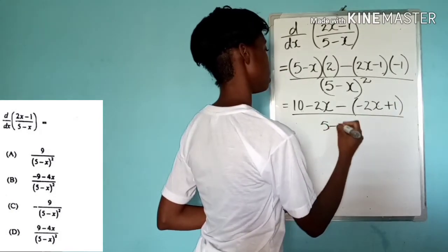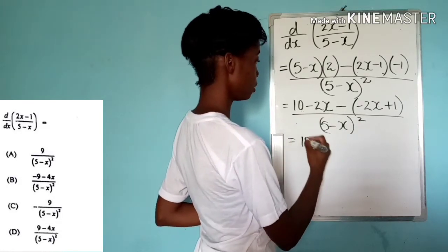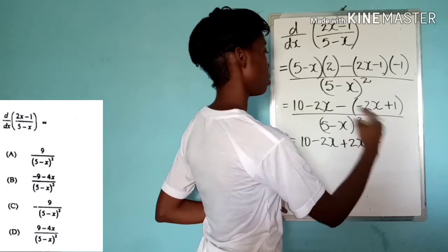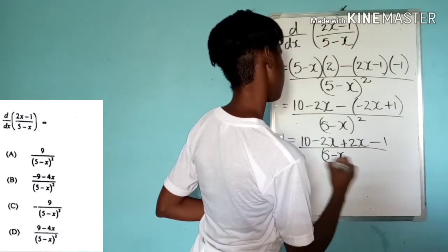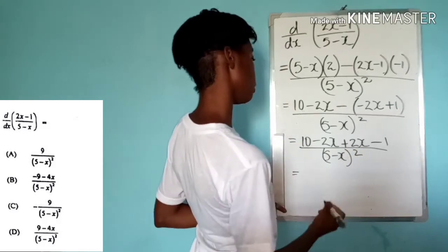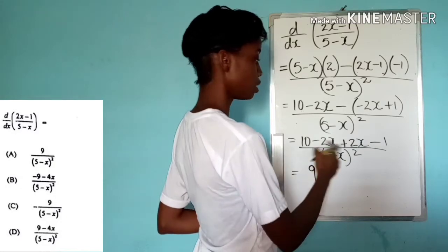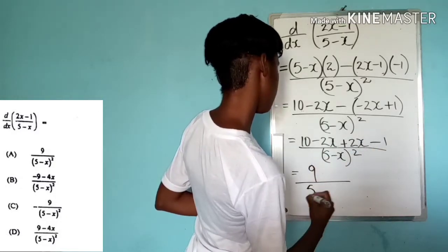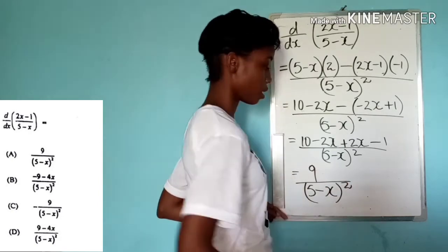And that is still over 5 minus x all squared, which will give us 10 minus 2x plus 2x minus 1 all over 5 minus x all squared, which will give us this. 10 minus 1 is going to give us 9, and the negative 2x plus 2x will give us 0. So this is 9 over 5 minus x all squared.